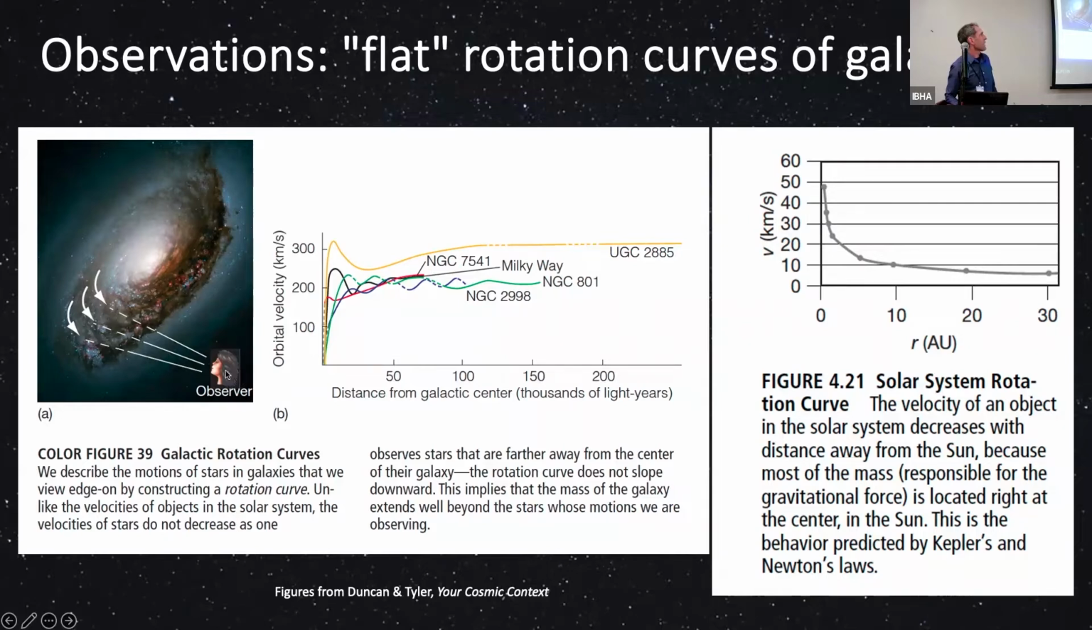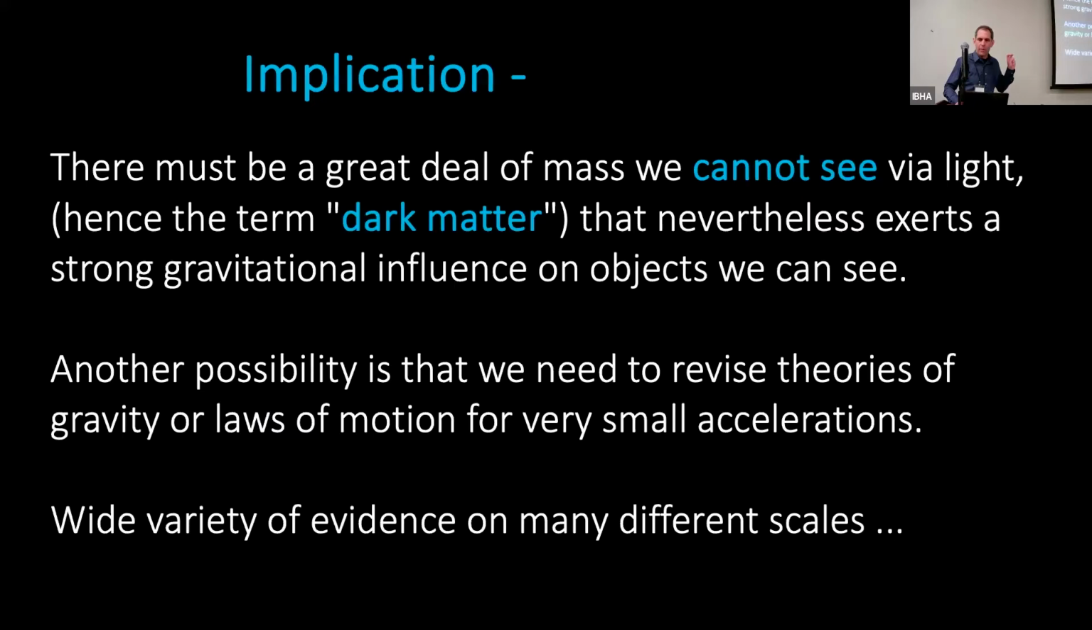So this is a sort of a caricature of an observer looking at stars or clouds of gas moving at different speeds around the center of the galaxy. And this is a plot of, as a function of distance, how fast are they moving? And they don't fall off with radius at all, right? They're so-called flat rotation curves. So that's the essence of the so-called dark matter puzzle, right?